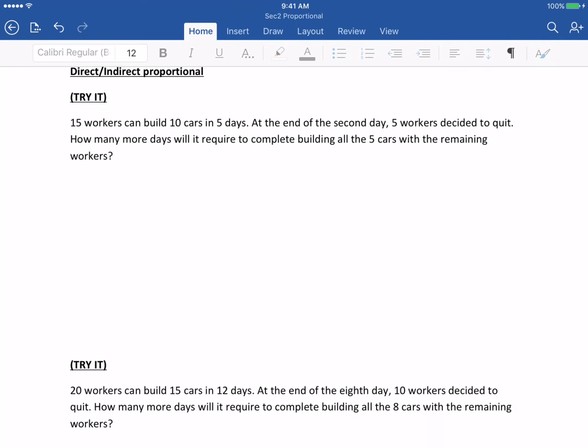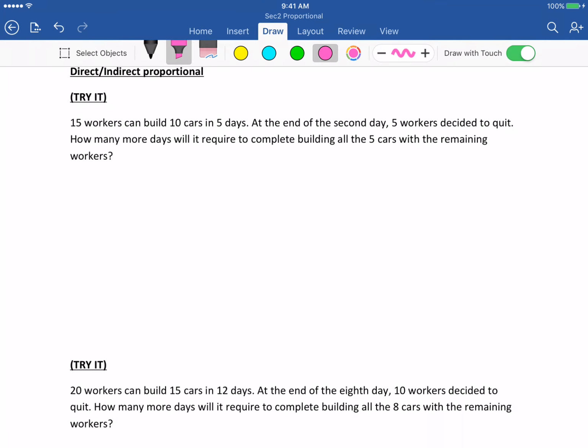Let's try this. 15 workers can build 10 cars in 5 days. At the end of the second day, 5 workers decide to quit. So how many more days do we require to complete building all the cars with the remaining workers? This is what you need to do. Okay, so 15 workers, 10 cars, 5 days. Same thing, workers will be W, cars will be C, days will be D.